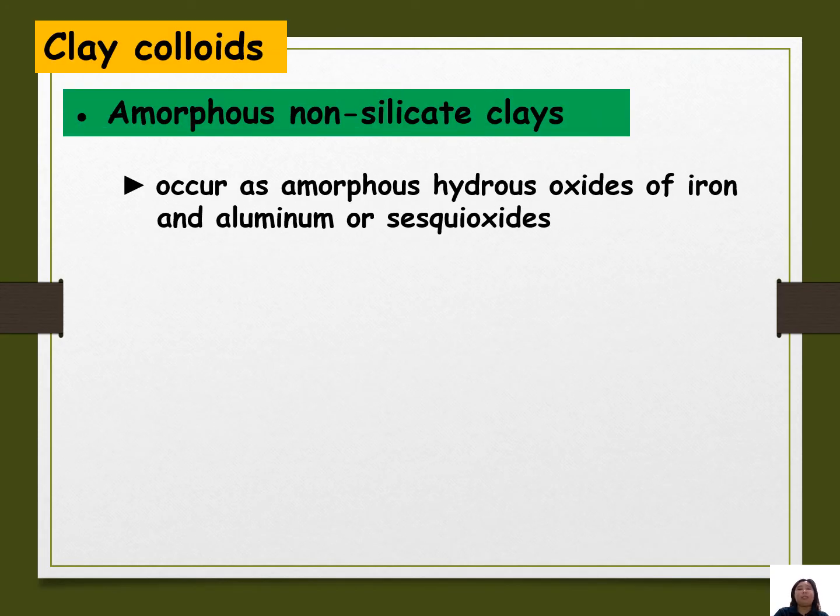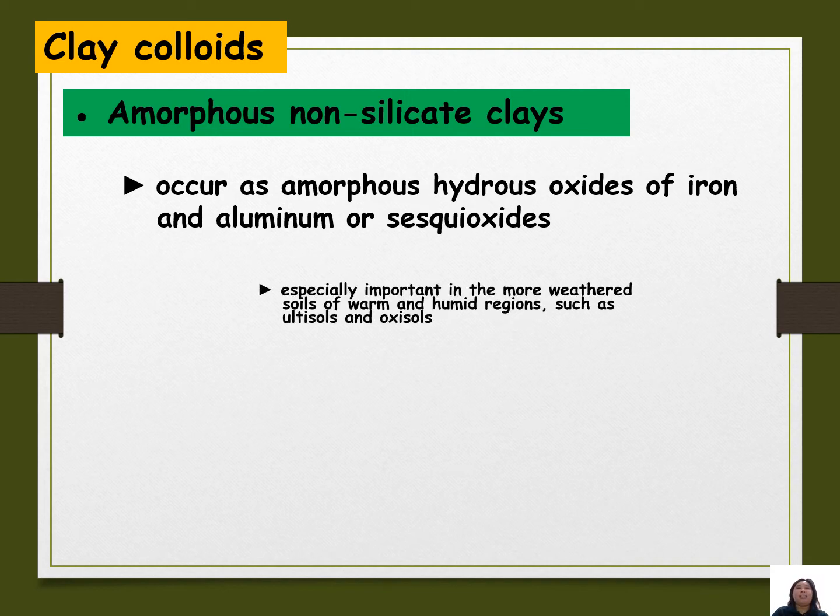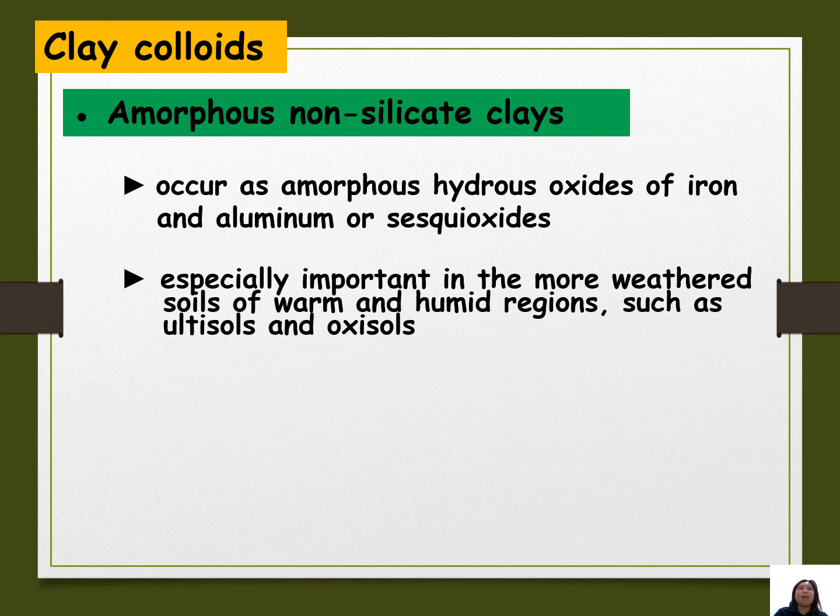We also have the amorphous non-silicate clays. This type of clay occurs as amorphous hydrous oxides of iron and aluminum. Hydrous oxides of iron and aluminum are also called sesquioxides. This type of clay is especially important in the more weathered soils of warm and humid regions such as the Ultisols and Oxisols. By the way, Ultisols and Oxisols are two of the 12 soil orders, and those 12 orders will be discussed in my next videos.